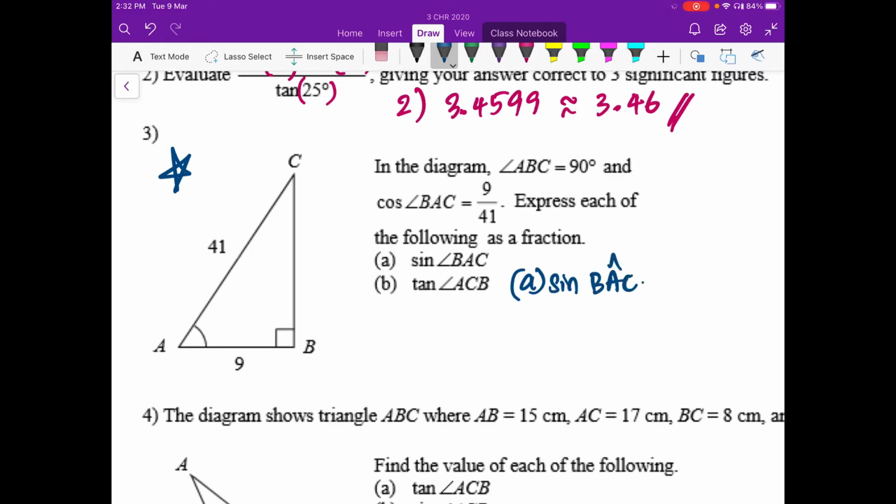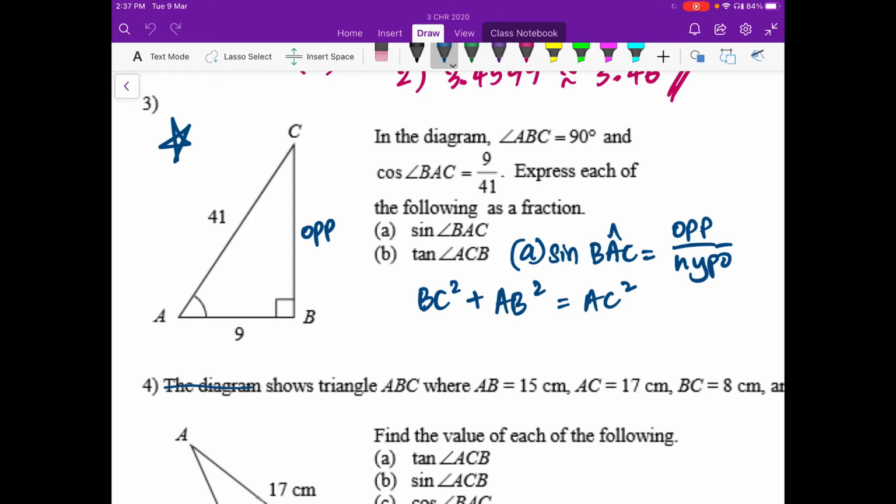Sine BAC, we have our opposite over hypotenuse. So now the opposite is over here. I need to find the opposite value. Since this is a right angle triangle, which theorem can I use? Okay, Pythagoras theorem. The opposite side, which is BC, we find using Pythagoras theorem.